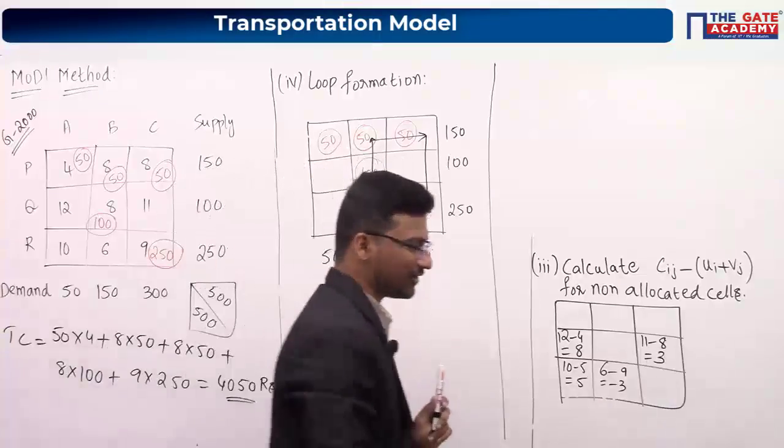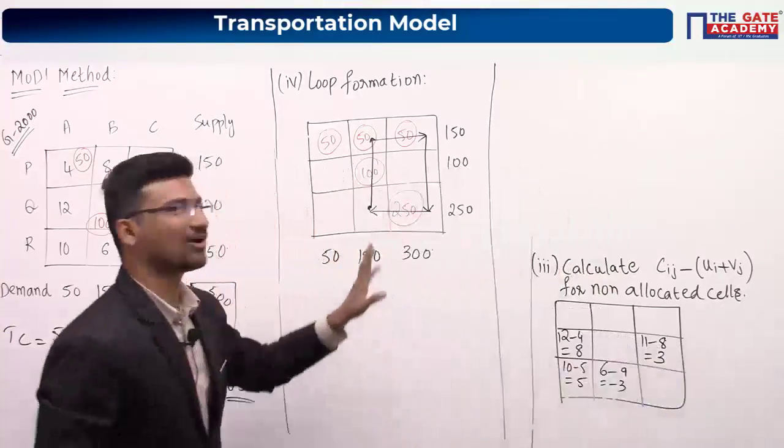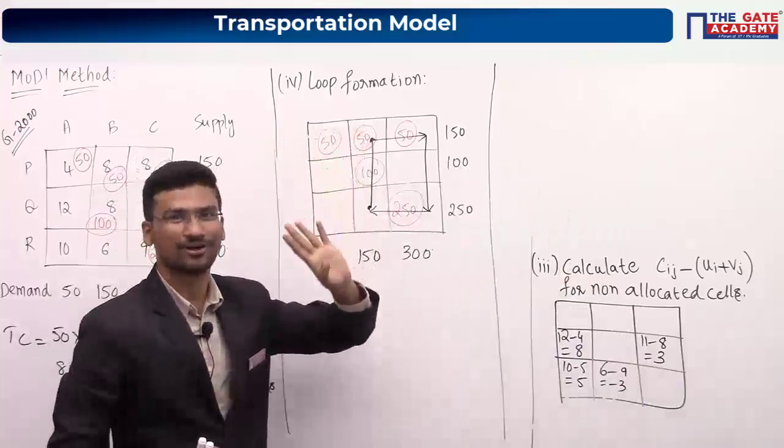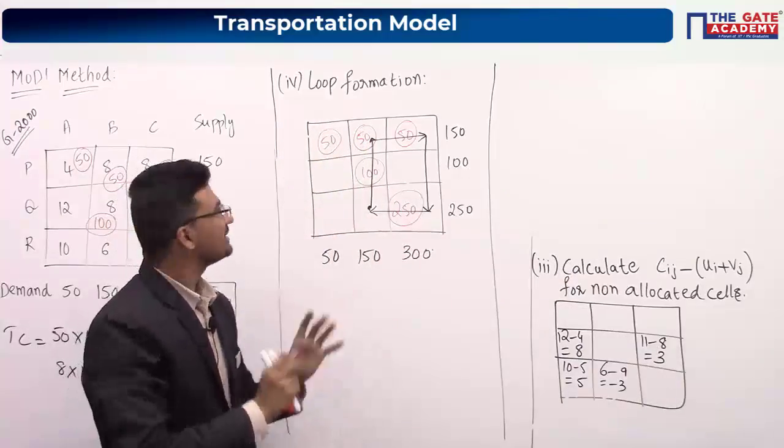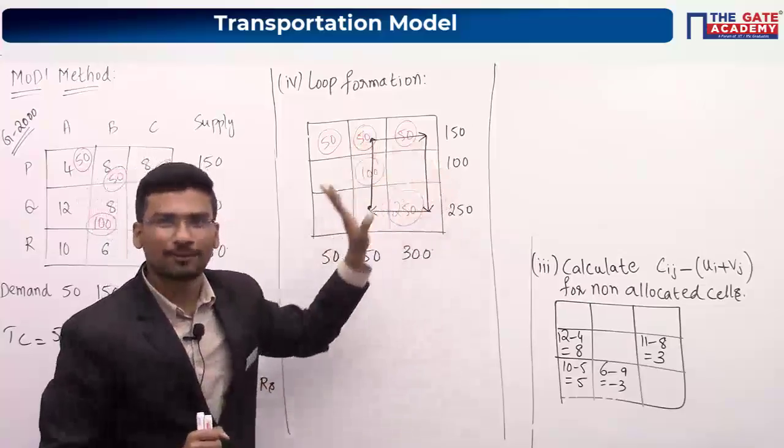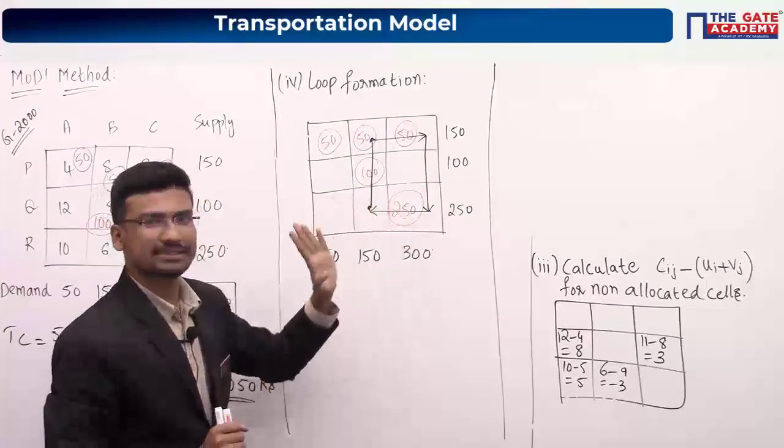So let's move forward and complete this particular step. It is not yet done. Step number 4, we are not yet done. Okay, so listen. Now we have formulated a loop, like this.